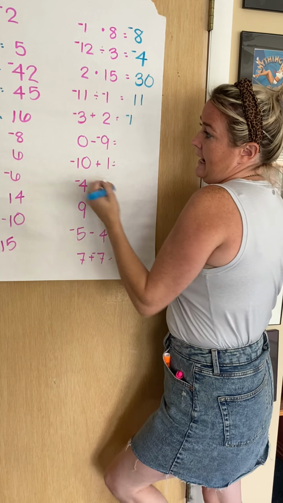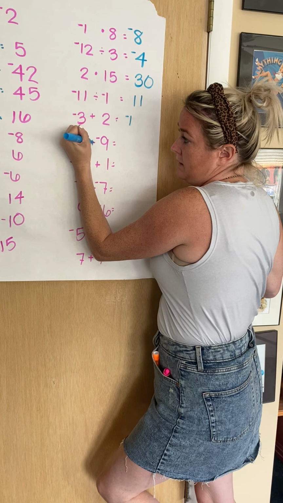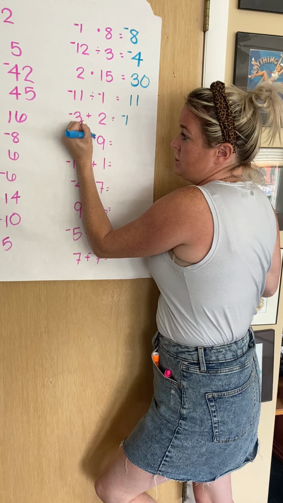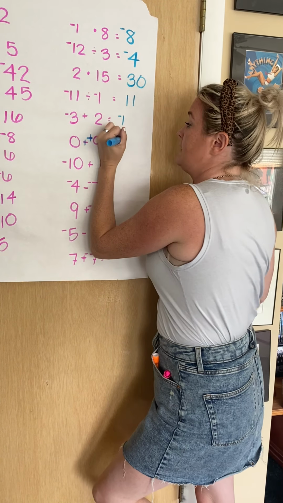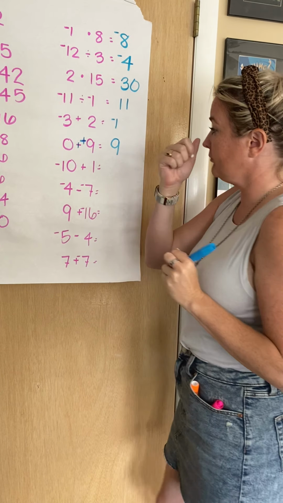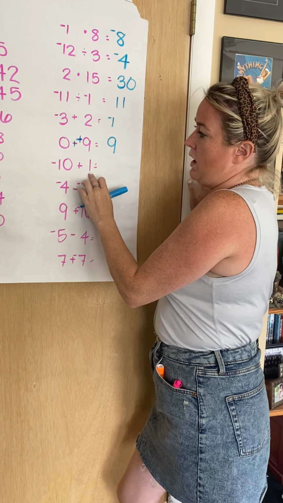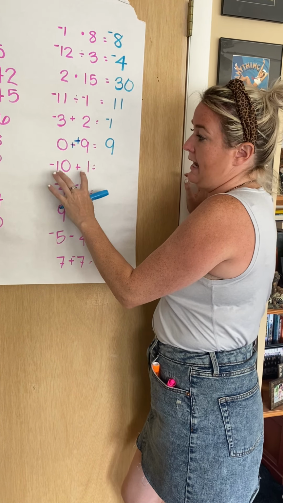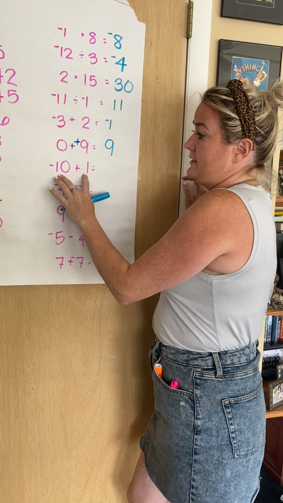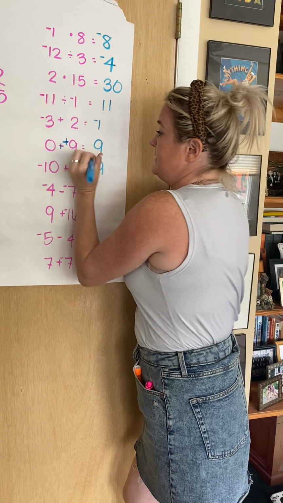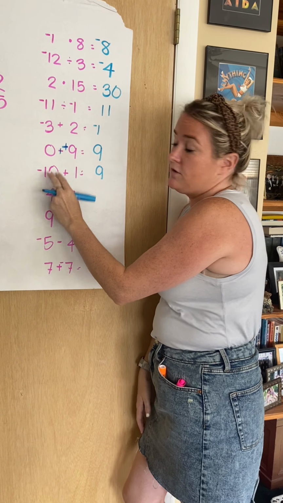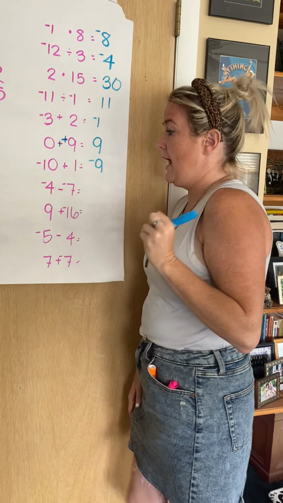0 minus negative 9, so I'm going to make this plus because it's subtraction, and I'm going to change this to a plus, positive. So 0 plus 9 is just going to give me 9. Negative 10 plus 1. My signs are different, so I'm going to find the difference between absolute values. The difference between 10 and 1 is 9. And since 10 has a larger absolute value and it's negative, it will be negative 9.